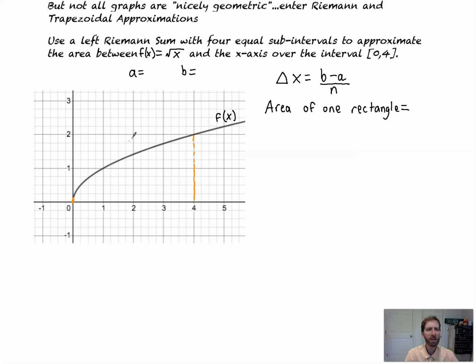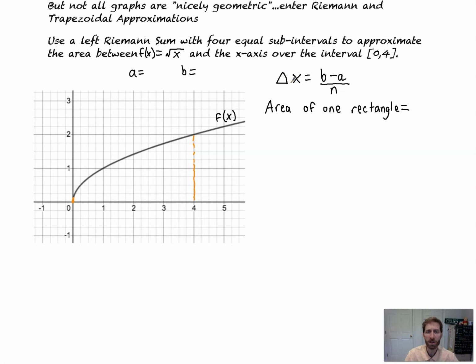Okay, how do we do this? Well, if we want 4 subintervals, and the overall interval is 0 to 4, the subintervals would be smaller parts. And that's where we enter this formal idea of delta x. And a Riemann sum, all that it is, is adding up rectangles. That's it. That's all that it is.